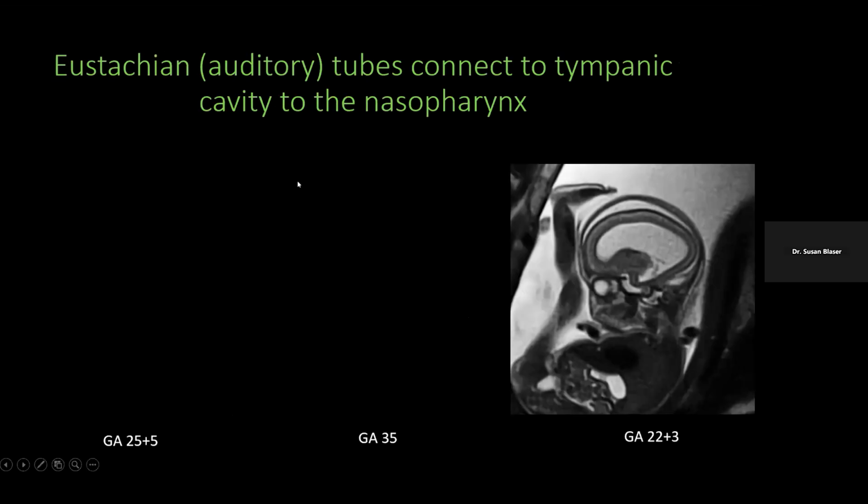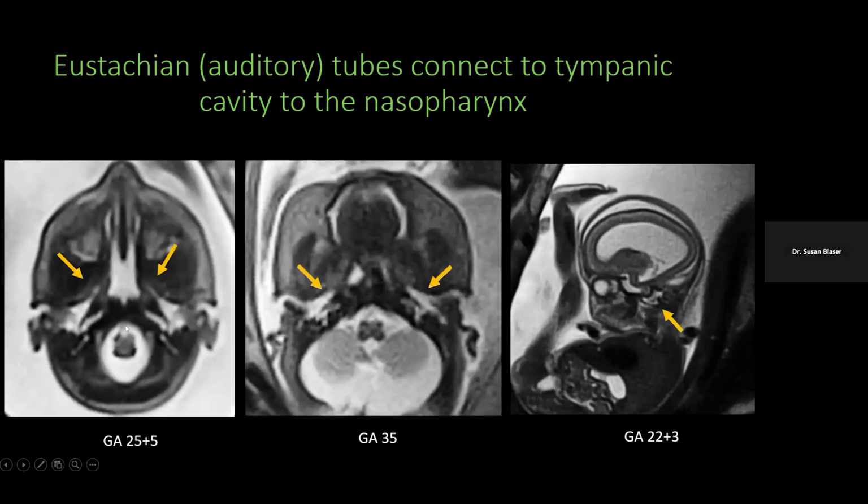Now, the eustachian tubes, also known as the auditory tubes, connect the tympanic cavity to the nasopharynx. And let's look at the axial view. I pulled up the 22-weeker sagittal just so you can see that. It's a little hard to define until you start actually searching for these. And I'm not going to tell you much about the brain because, frankly, you've already had a lovely talk on that.